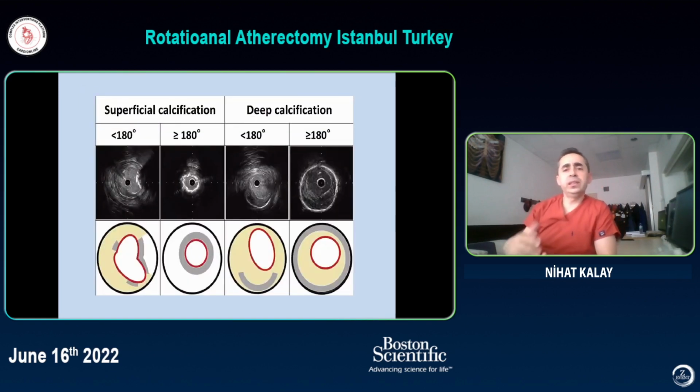As discussed before, calcium should be described according to its location. If the calcium is close to the intima and located in the superficial 50% of the plaque, we define it as superficial calcium. You can see superficial calcium, calcification close to the lumen, with a gray color. If it is located in the deepest 50% of the plaque, close to the adventitia, as in this image, this means deep calcification. You can see another animation.